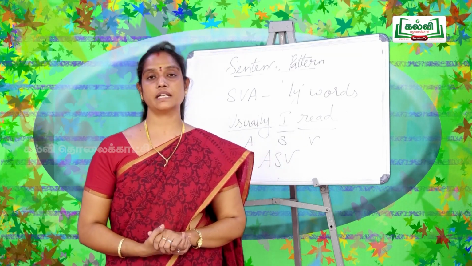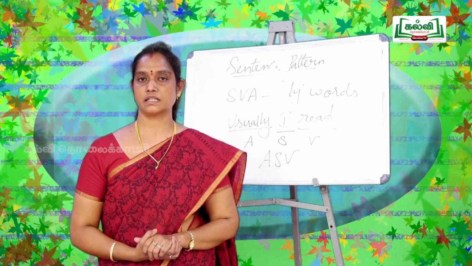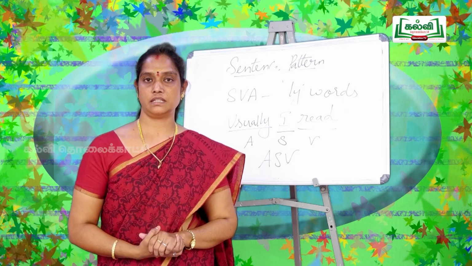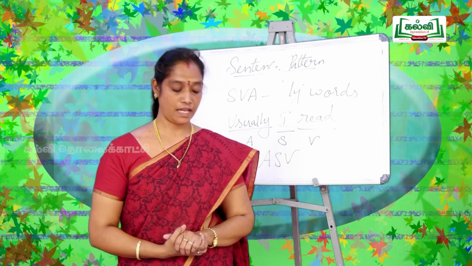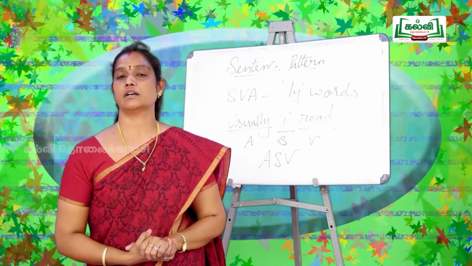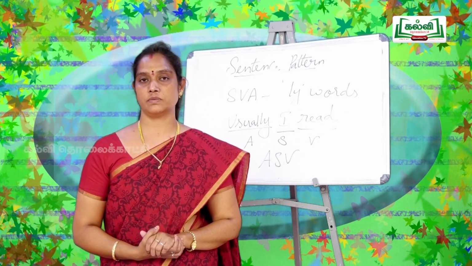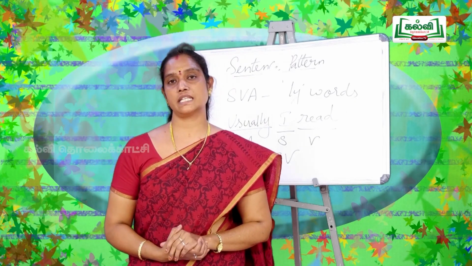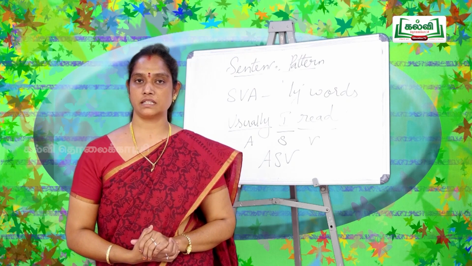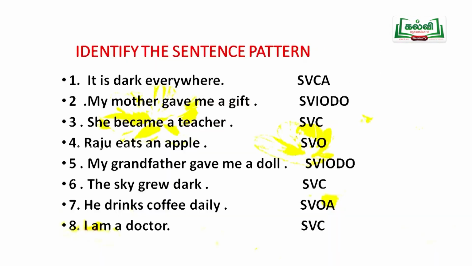My mother gave me a gift. My mother subject, gave verb, me indirect object, a gift direct object. So SVIODO. She became a teacher. Became is an intransitive verb, so it is complement. So SVC. Raju eats an apple. Raju subject, eats verb, an apple. Raju eats what? An apple. So it's an SVO sentence pattern.